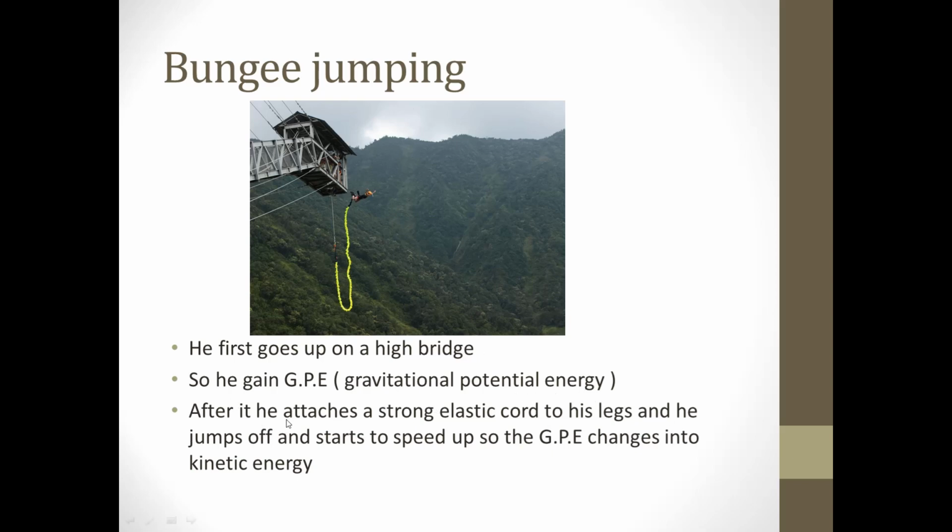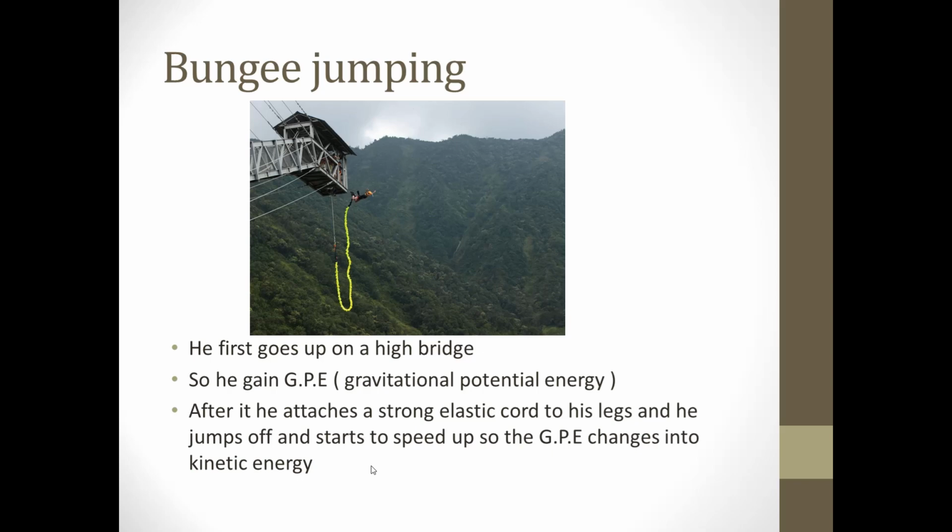So after he attaches a strong elastic cord to his leg and he jumps off and starts to speed up, the gravitational potential energy changes into kinetic energy. When he jumps and starts to speed up, the speed increases, so the gravitational potential energy is converted into kinetic energy. So the kinetic energy increases and the gravitational potential energy decreases.